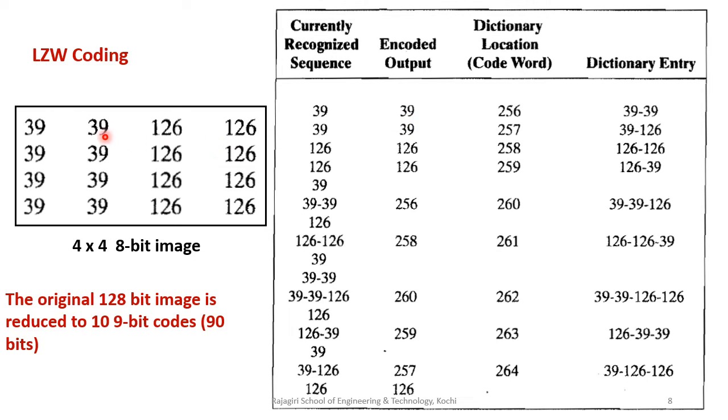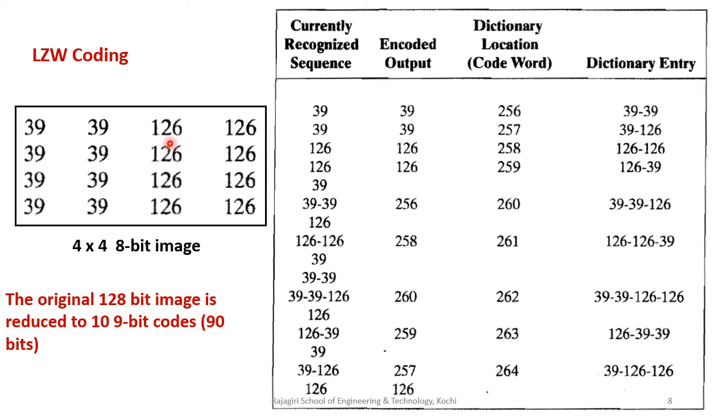Now the encoder looks at the next sequence, 39 126. Again, this is an unrecognized sequence, so that is added as a new entry in the dictionary at location 257. But it recognizes 39 as an entry in the dictionary, so the output of the encoder is the dictionary location corresponding to 39, which is 39 itself.